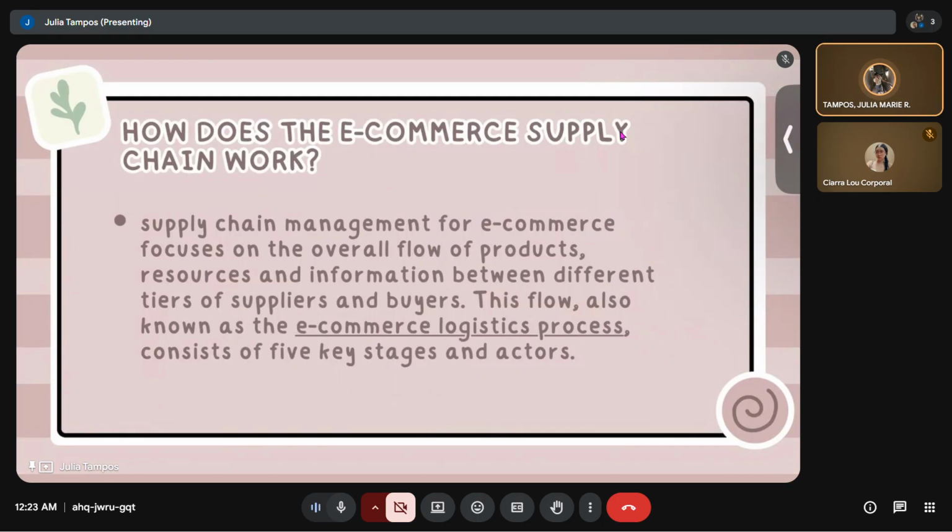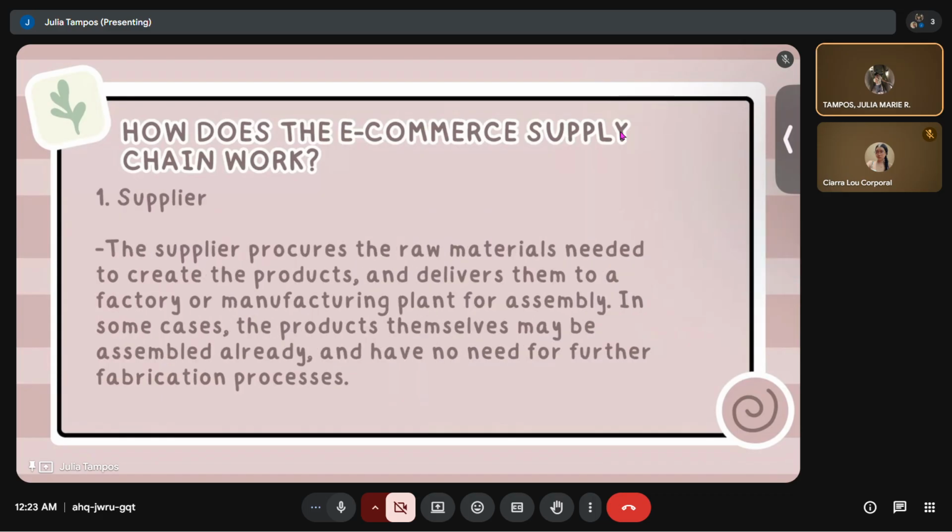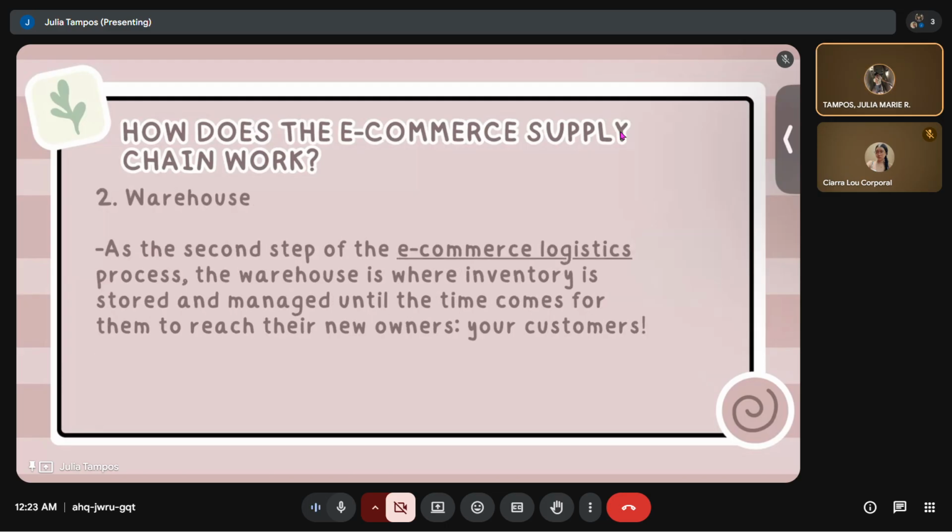So next is, how does the e-commerce supply chain work? This is step by step. The first one is supplier. So ito yung nagpo-provide ng raw materials or finished product. They deliver this to the factories or warehouses. So dito nagsisimula ang journey ng produkto.